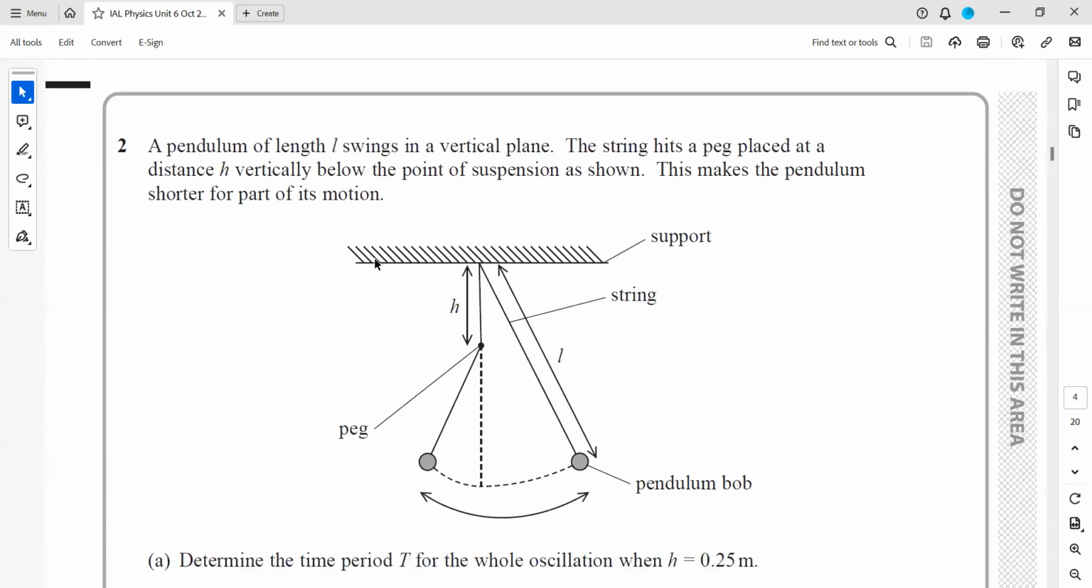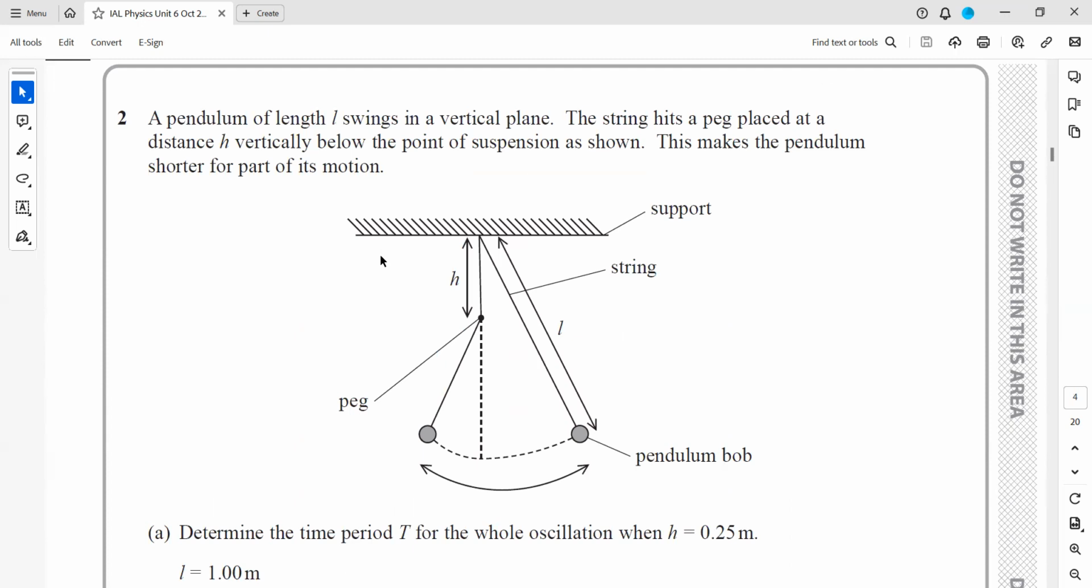Moving on to question 2. It's related to a pendulum of length L swinging in a vertical plane. The string hits a peg placed at a distance h. You can see here the peg is placed at a distance h at the point of ascension. This makes the pendulum shorter for a part of its motion. Like the pendulum is vibrating here. When it hits the peg, now this is a length which has changed.